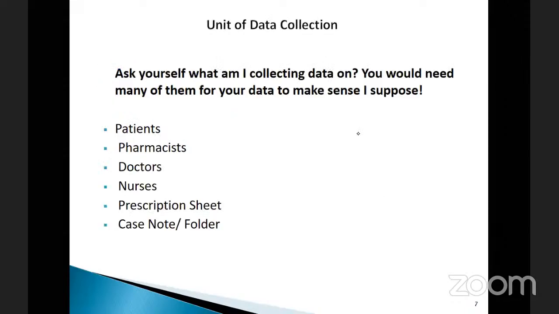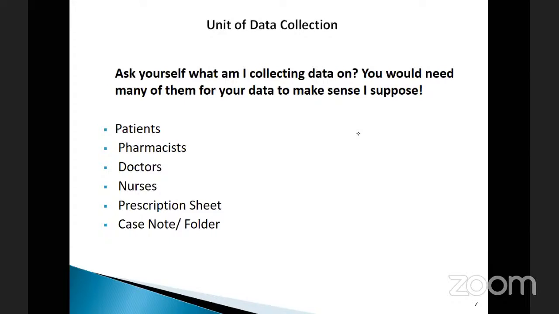Now, unit of data collection, you must ask yourself a question. What am I collecting data on? And of course, you will need many of them for your data to make sense, I suppose. In other words, ask yourself, what am I collecting my data on? Or, I mean, who or what, as the case may be. Is it on patients?